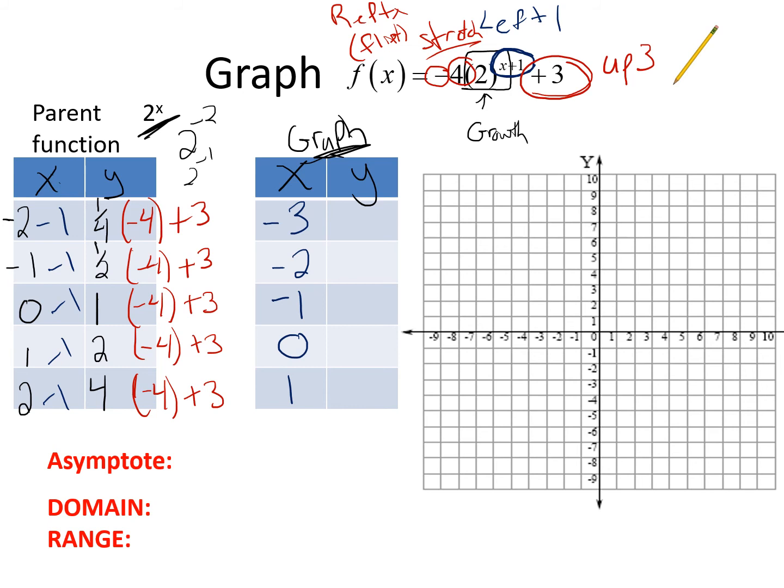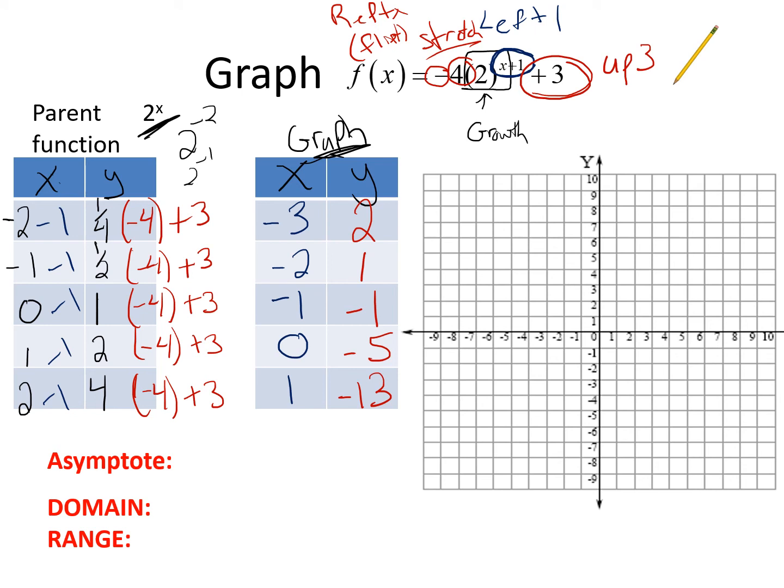So if I take 1/4 times negative 4, because we're going to do my multiplication first, I get negative 1 plus 3, so I'm going to get a 2. 1/2 times negative 4 plus 3, I get 1. 1 times negative 4 plus 3, I get a negative 1. 2 times negative 4 plus 3, I'm going to get a negative 5. 4 times negative 4 plus 3, I'm going to get a negative 13. Probably not fitting on our graph, but that's okay. Now we're all ready to graph.